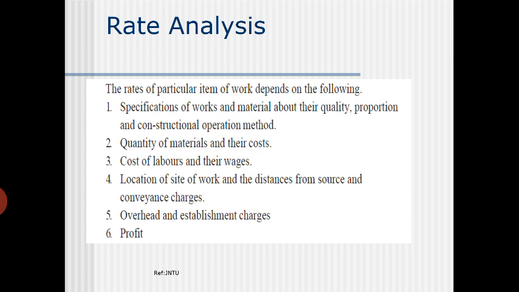The first one is the specification and its quality and proportion and constructional operation methods, what type of methods we are using. Mainly four factors are to be considered. First one is specifications. Next is quality, in the sense what kind of quality it is, what kind of company it is, whether it is Finolex or Astral when it comes to plumbing works. And the proportion, what kind of proportions you are using.